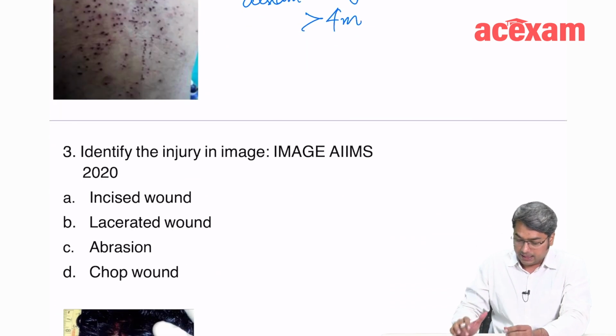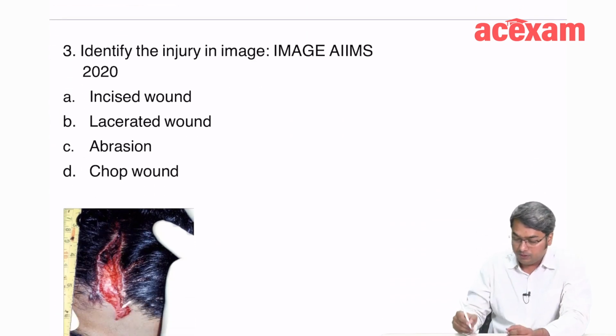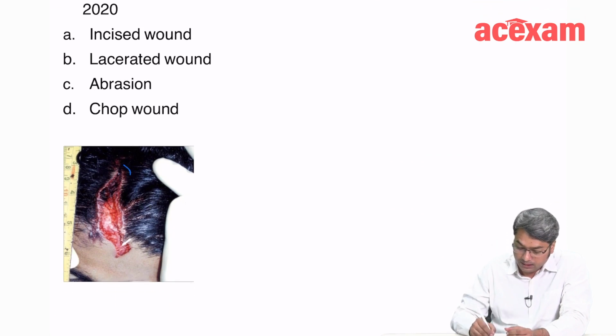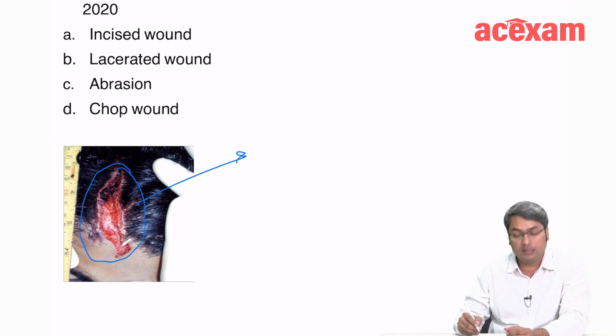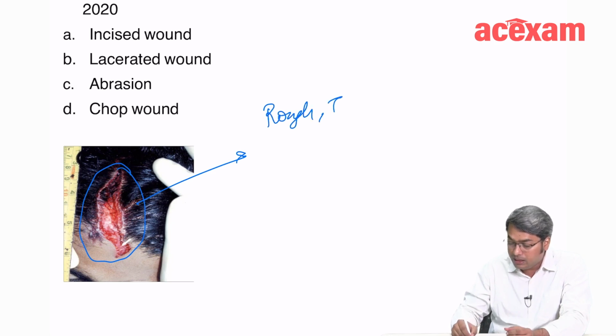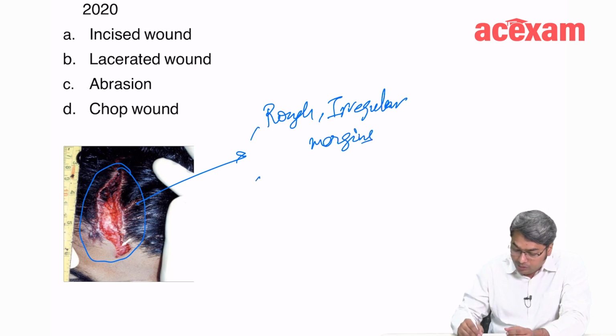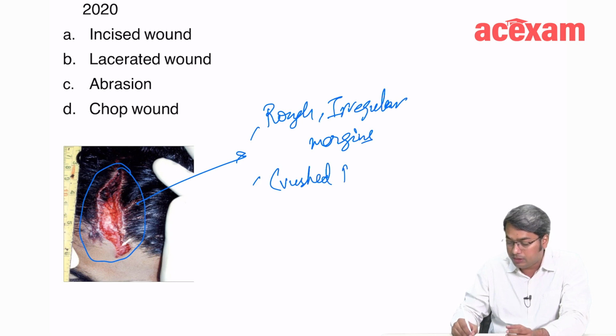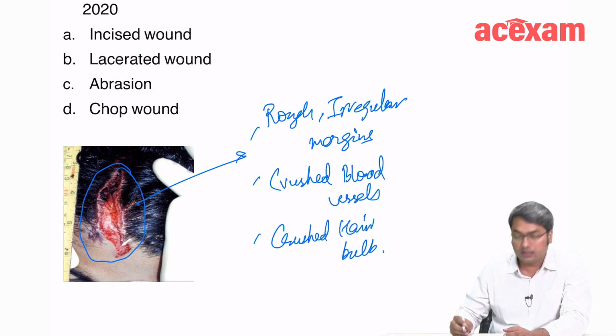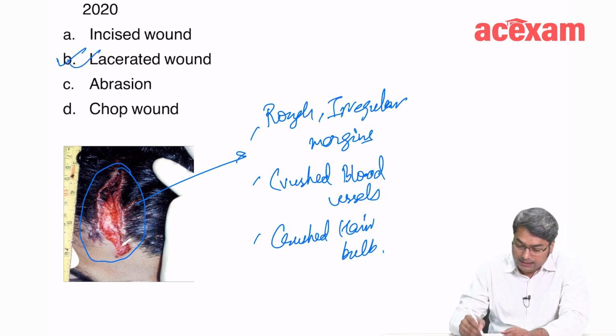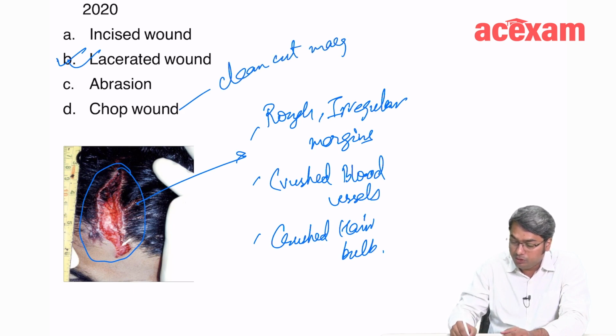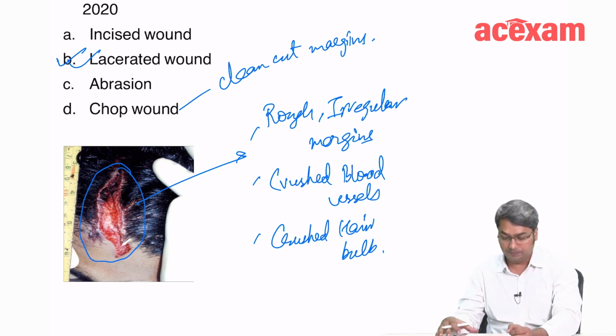Next, identify the injury in this image. Again an image based question which came in AIIMS 2020. How will you describe this image? This image has rough, irregular margins, and underlying you can see crushed blood vessels and also crushed hair bulb. So based on this we can say that this is a lacerated wound. An incised wound will not produce this, and a chop wound will produce clean cut margins. So the answer is lacerated wound, B.